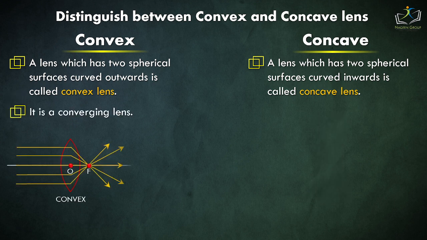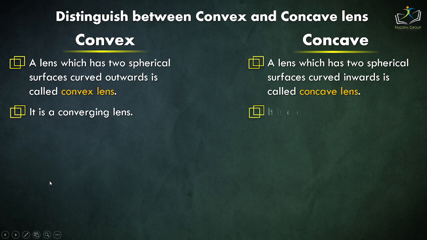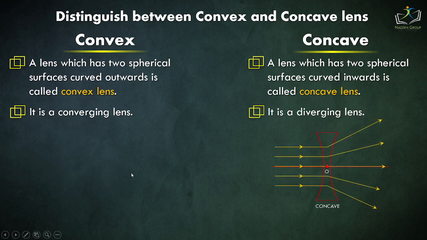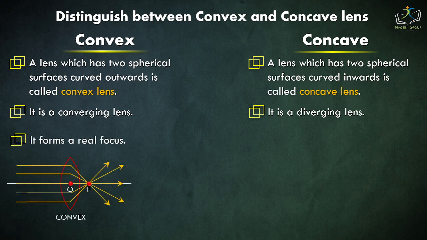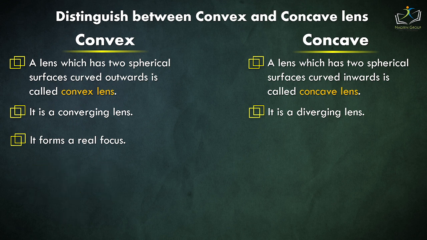It is a converging lens. Here we see the lines which are parallel to the principal axis meet at a focus F. It is a diverging lens. The lines which are parallel to the principal axis diverge, spreading in the area. Now here it forms a real focus. Actually these lines meet at a point. We call it a real focus.